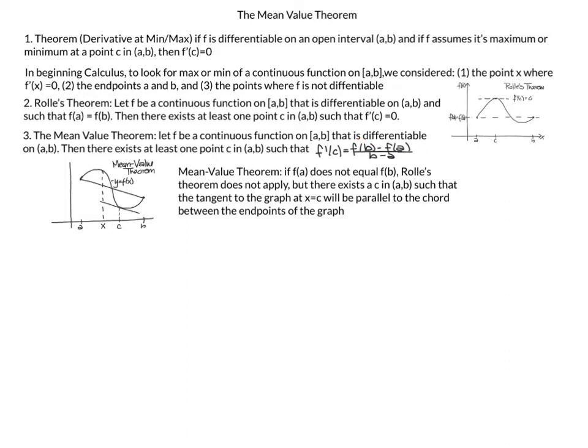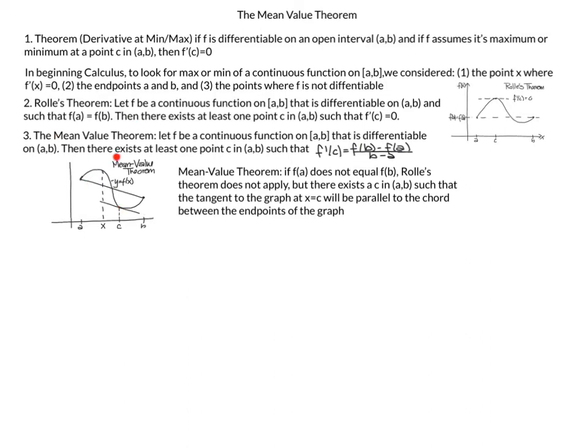Graphically, this f of b minus f of a over b minus a is just the slope between the points a and b. So here I have the points A and B, and I've drawn in the slope. And what we're saying is there's some other point C in the interval such that the derivative at C, the slope of the tangent at C, is equal to the slope between A and B.